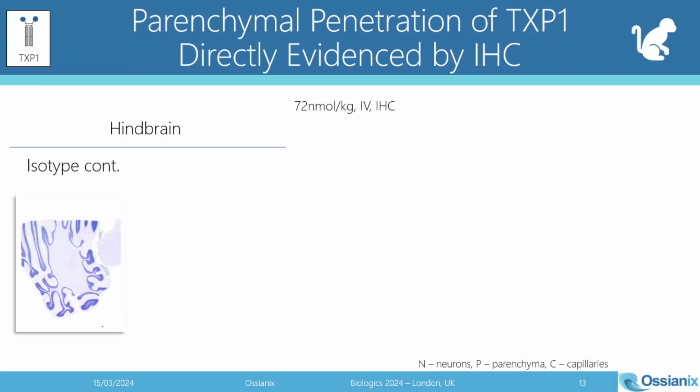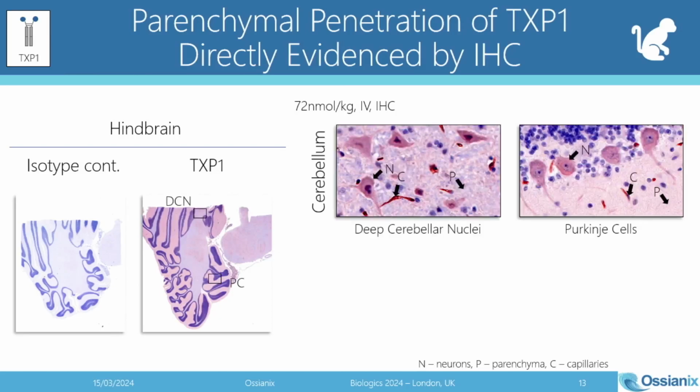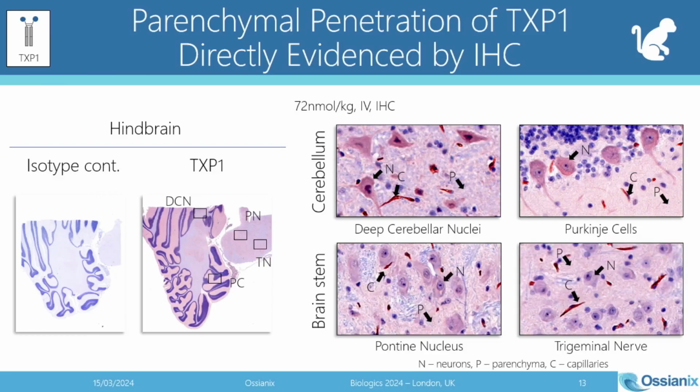So this is immunohistochemistry staining from the monkeys injected with either isotype control or TXP1, and you can see a very different picture in the hindbrain. When you zoom in, you can see very nice capillary staining through which the molecules are reaching the parenchyma, and you can also see accumulation in neurons, such as in the cerebellum, in Purkinje cells, but also very nice accumulation in different brainstem regions.